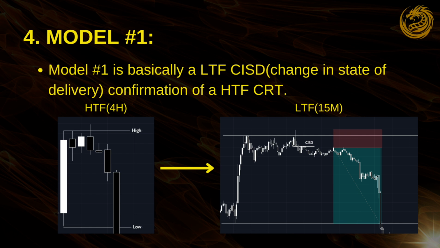As you can see on the left hand side, we have a 4-hour CRT and it is purged with a turtle soup, and after that there is a change in state of delivery on a lower time frame. As soon as there is a change in state of delivery, you can enter the trade and instantly have a 4 to 5 RR. As you can see, we had a 4 or 5 RR trade.